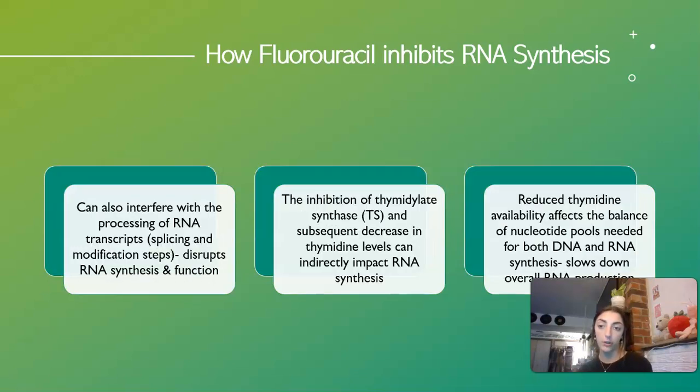Also, it can interfere with the processing of RNA transcripts, such as splicing and the modification steps. So this obviously disrupts the RNA synthesis and function. And the inhibition of TS and subsequent decrease in thymidine levels can also indirectly impact RNA synthesis. And reduced thymidine availability affects the balance of nucleotide pools needed for both DNA and RNA synthesis. So this overall just slows down the RNA production.